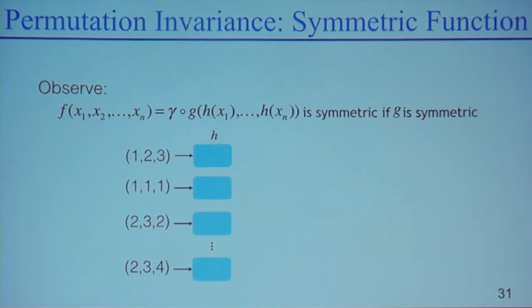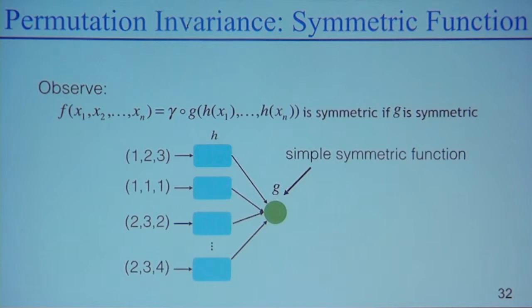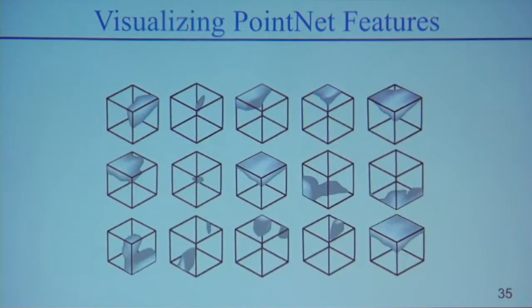We have, say, each three-dimensional vector is a point in the point cloud. And then you just pass them through some transformations, H, right? H is shared among all these points, and then you apply a simple symmetric function, and then you further apply another function, right? So the symmetric function could be just max, and then the further processing will be a multilayer perceptron, right? This is the basic PointNet.